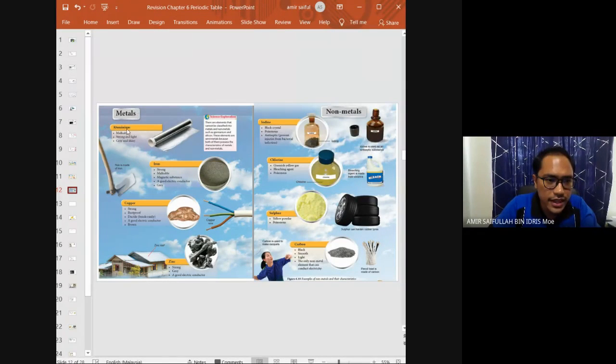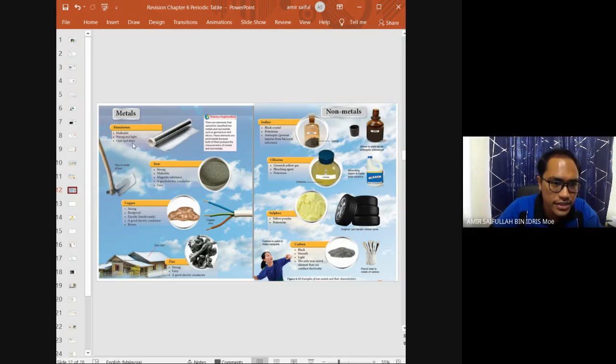Okay, like for metal, we can see there are 4 examples given here. One is aluminium, iron, copper, and zinc. So aluminium, one of the characteristics is it is malleable. So you can roll them easily because they are malleable, and then they are strong and light, and they are shining. Okay, you can see they are shining.